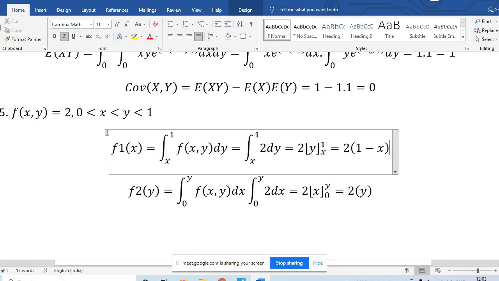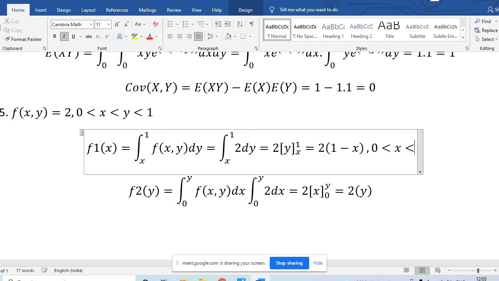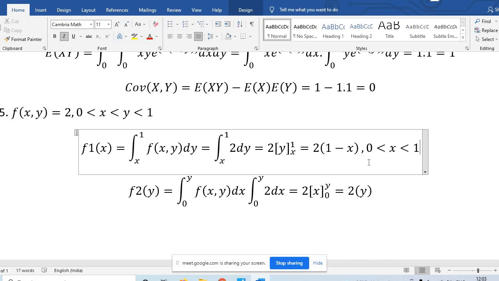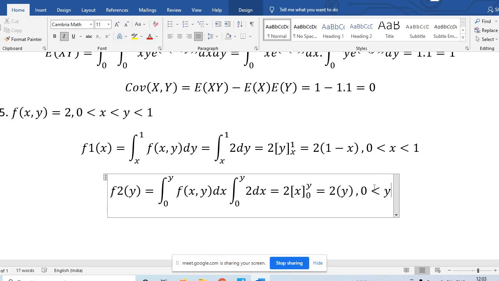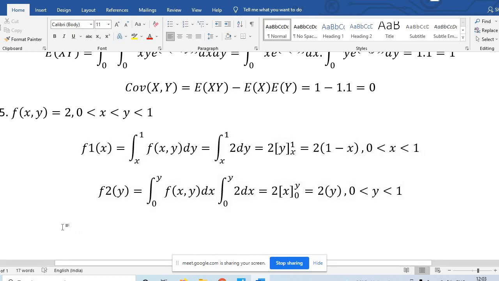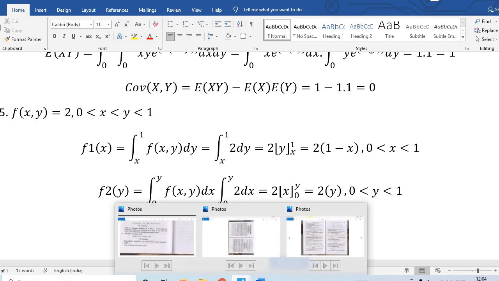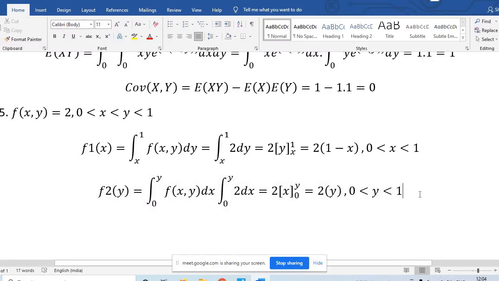Okay, you can write the range also. The minimum value of x is 0 and the maximum value of x is 1. X can go up to 1. Similarly, the minimum value of y is 0 and maximum value of y is 1. Okay. What was the problem? Find expectation of x, expectation of y, expectation of xy, variance of x, etc. Correlation between. So we have to find out all those parameters.